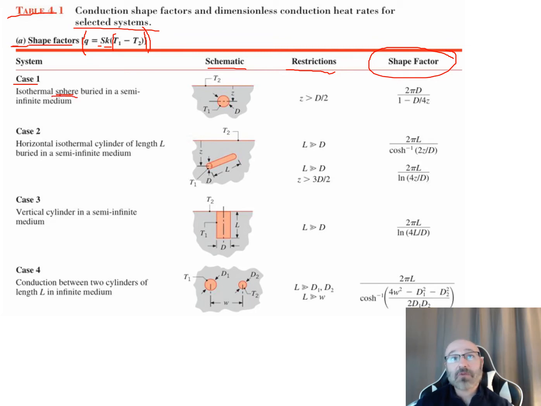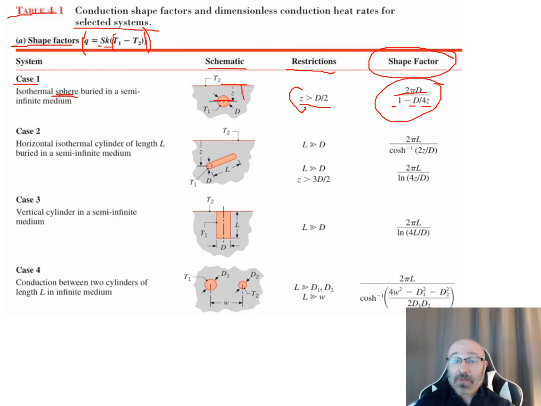It is buried in a semi-infinite medium. The restriction is that Z, our depth from the surface down to the center of the sphere, needs to be greater than D over 2, our diameter divided by 2, in order for this to hold true. If that is true, then we can use the shape factor over here. This is 2 pi times the diameter of our sphere, divided by 1 minus D, the diameter, all divided by 4 times Z, the depth to the center of our sphere.